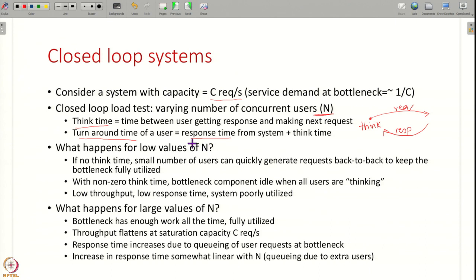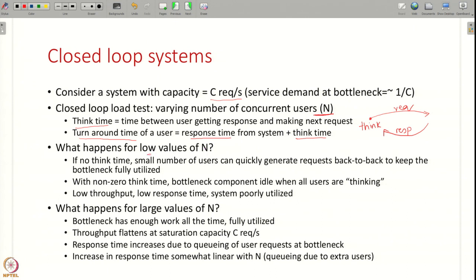For example, it takes 2 seconds for the system to respond and I will think for another 8 seconds. I have sent a request, in 2 seconds the response comes, and another 8 seconds to think. So, 2 plus 8, 10 seconds is the turnaround time of a user. That is, the time between successive requests from a user will be this turnaround time. Okay? So, these are some of the parameters in a closed loop load test. Now, just like for the open loop load test we saw what happens as you vary the request rate, here also let us see what happens as you vary the number of concurrent users into your system, starting with very small numbers.